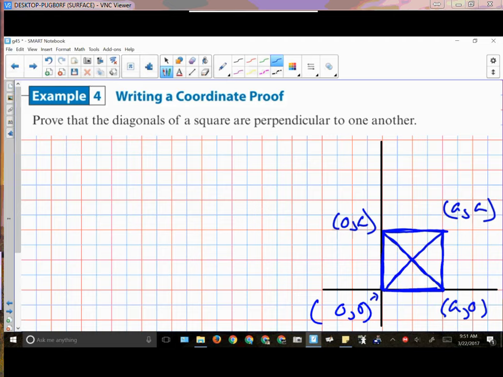Yeah, that's what I want to find out. I want to find out that they're perpendicular to each other. But what can I do? What does that mean? How do I identify that they are going to be perpendicular to each other? What are the ways that I can do that? Are there ways that I can do that?